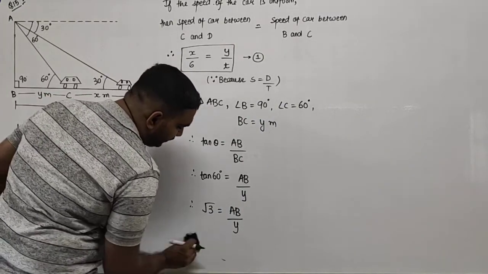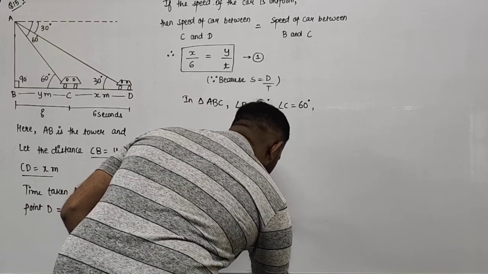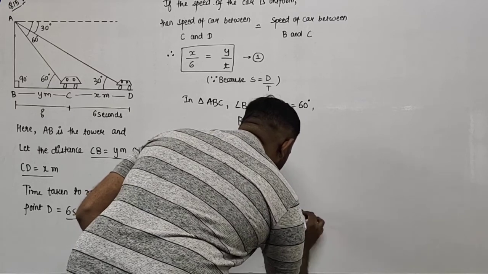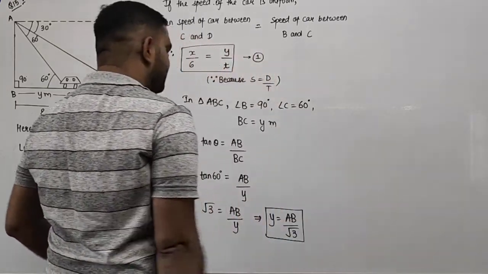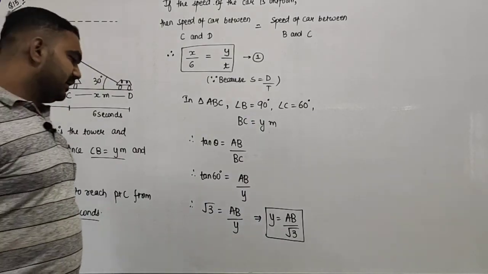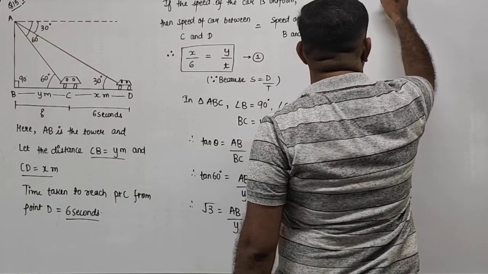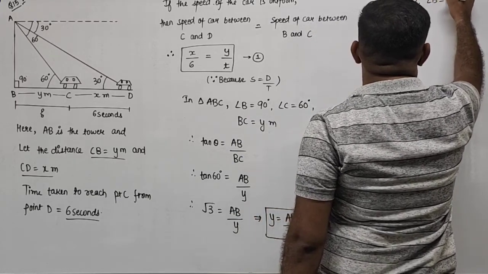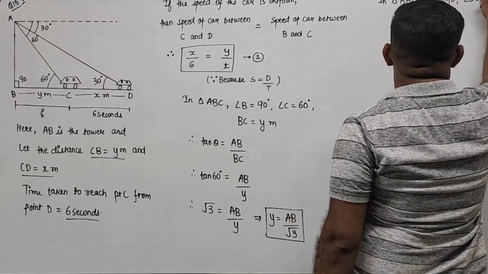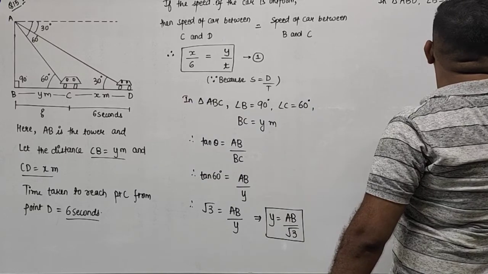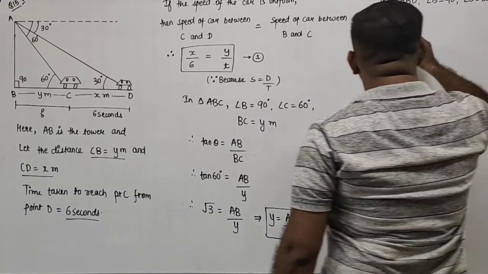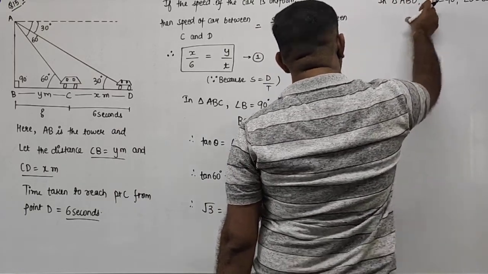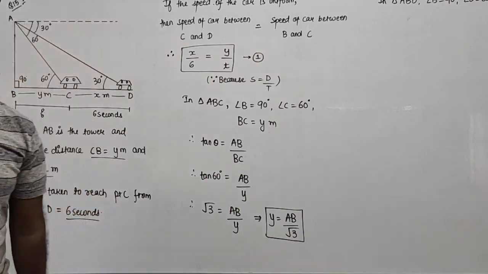Right? You can write down that y is equals to AB upon √3, or AB is equals to y √3. Similarly for the second one, in triangle ABD, angle B is equals to 90 degree, angle D is equals to 60 degree. Then we are having AB, but we don't know the value of AB, so let's find it from here.